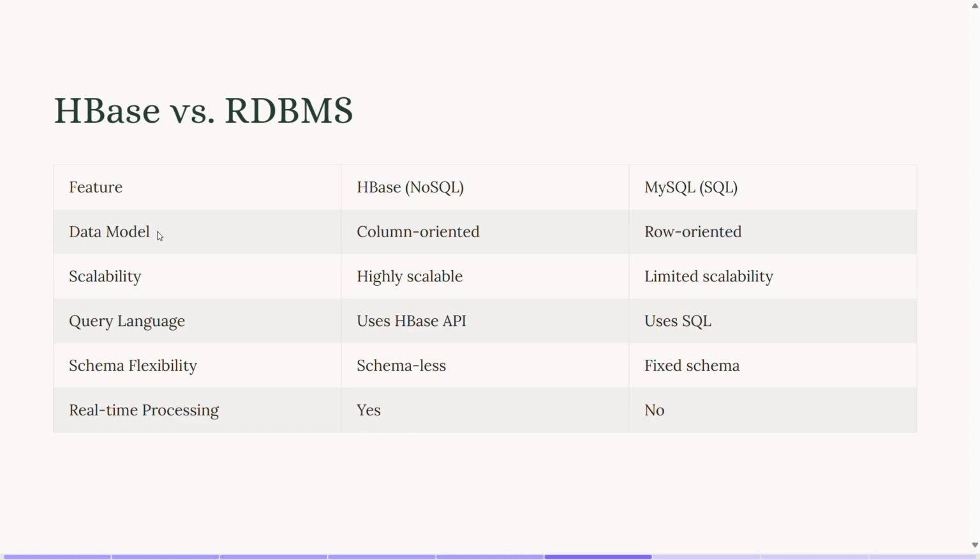Features: data model in HBase is column oriented; in MySQL, it is row oriented. Scalability: HBase is highly scalable. MySQL has limited scalability. Query language: HBase uses the HBase API while MySQL uses SQL. Schema flexibility: HBase is schemaless while MySQL has a fixed schema. Real-time processing: in HBase it is possible. In MySQL there is no real-time processing.